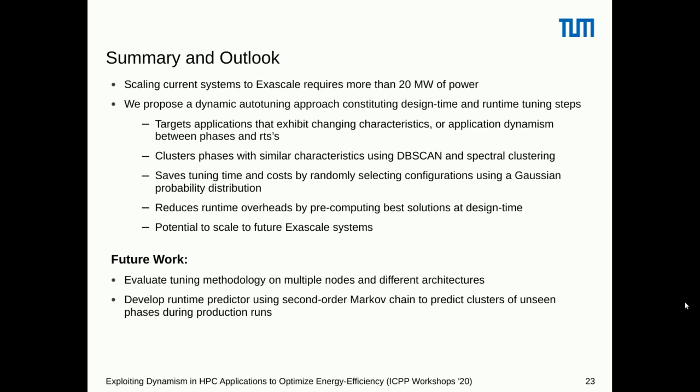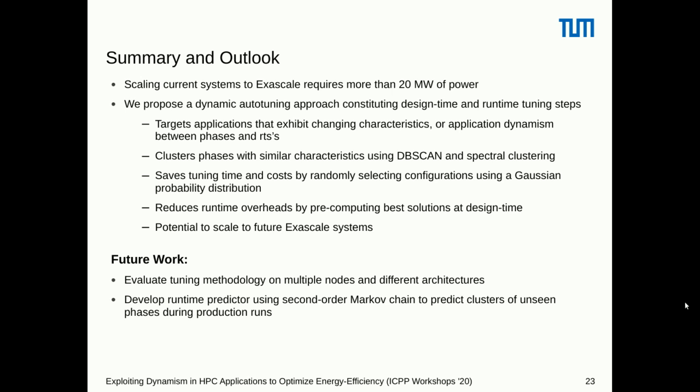Systems require more than 50 megawatts of power to reach the exascale level. So far, existing tools generally rely on static tuning where a single frequency is set for the entire application run. This approach has the drawback of being too coarse-grained. Our proposed approach implements a fine-grained tuning methodology which selects the best configurations for both phases as well as RTSs by grouping similarly behaving phases, first using DBSCAN followed by spectral clustering. We also perform search space optimization using a targeted search of the tuning parameters.